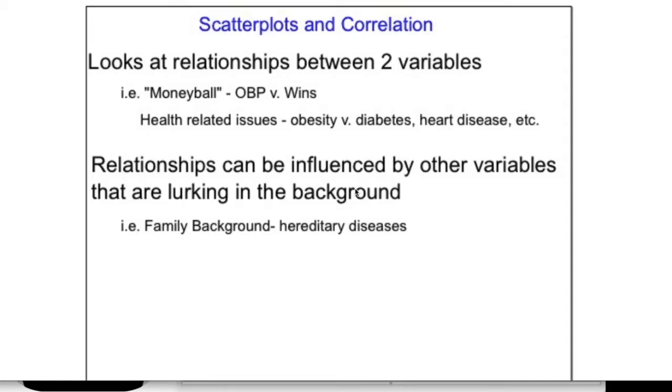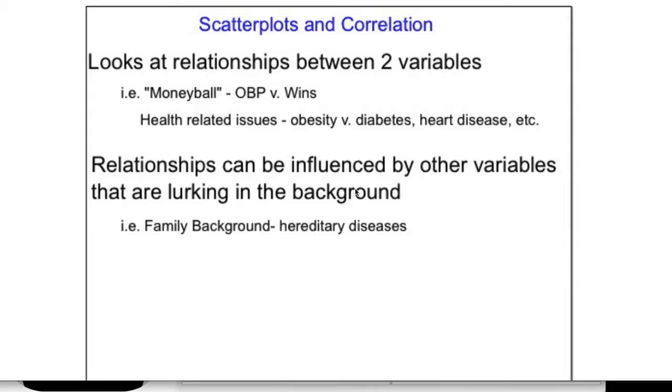So scatter plots and correlation look at the relationships between two variables. This is a very common practice in studies and things that you might hear about in the news. If you've seen the movie Moneyball, which is actually getting to be pretty old, that movie is about a baseball owner of the Oakland Athletics who wants to find the best way to win games, which is obviously the goal of everybody, but to do so in the cheapest way possible, which is why it's called Moneyball.